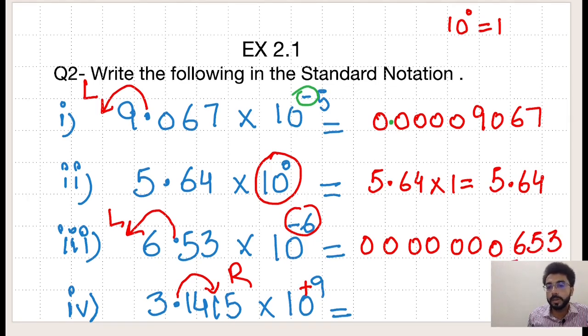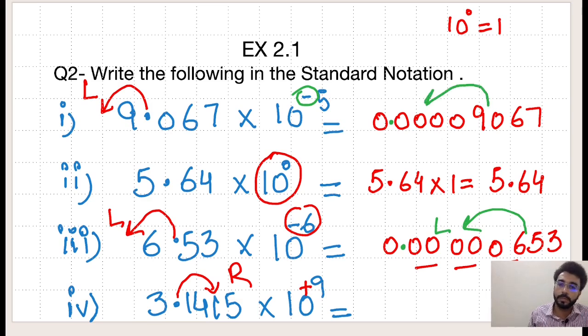1, 2, 3, 4, 5, 6. Let's remove 1 0 and it will become, the point will be here. So we have moved the decimal point 6 digits toward the left side, just like part number 1.